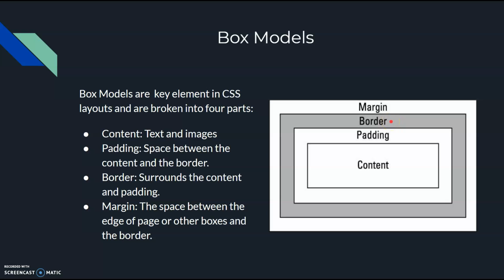Before I continue, I would like to briefly mention box models so we can get a better grasp of inlines and inline blocks. Box models are key elements in CSS layouts and are broken down to 4 different parts. The first, content. This is where your text and images reside. Padding provides space between your content and the border and is invisible. The border surrounds the content and padding and is often decorated, but can also be transparent. Lastly, the margins, like padding, are transparent and provide spacing between the borders and the edges of your page, or other boxes.